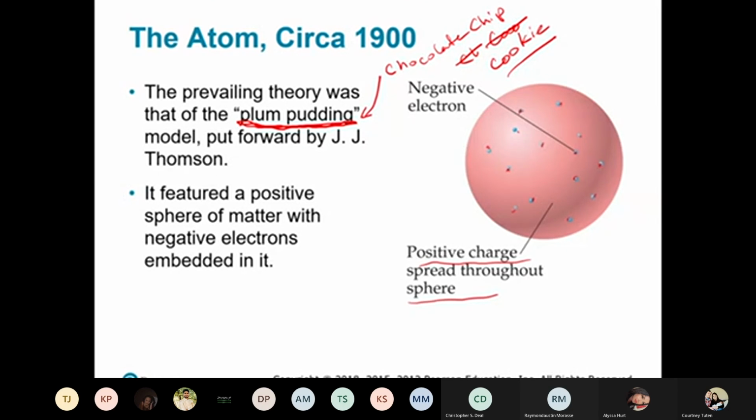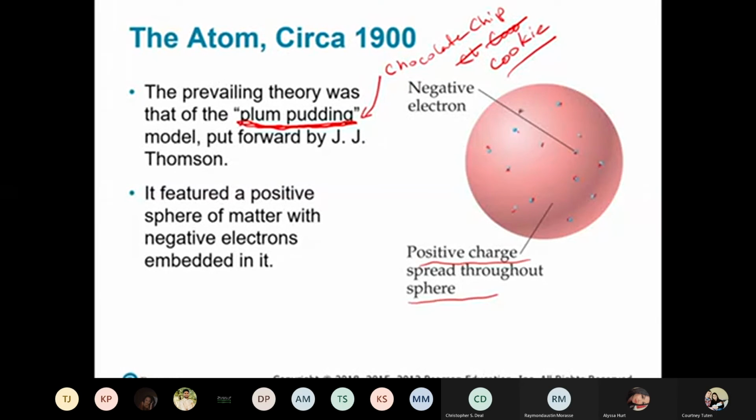And again, I don't know what plum pudding is, but think of it as a chocolate chip cookie. The cookie dough part would be the positive part of the atom, right? And then the chocolate chips themselves would be the electrons. That's the chocolate chip theory. That's what I like to call it. But if you don't like chocolate chip, you could say raisin oatmeal cookie theory. Anything like that.